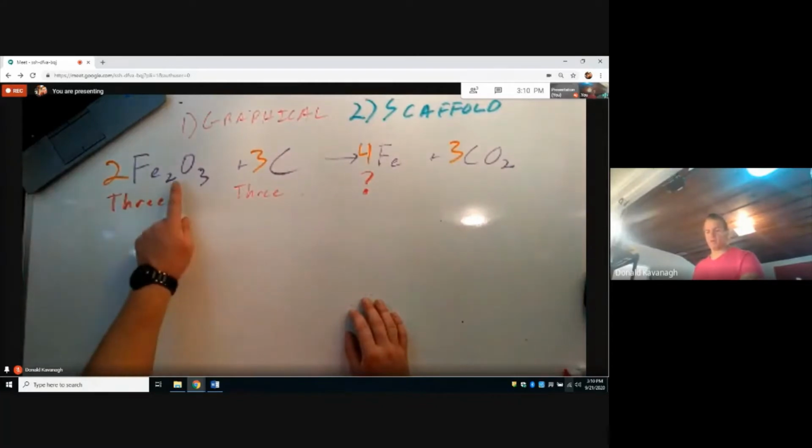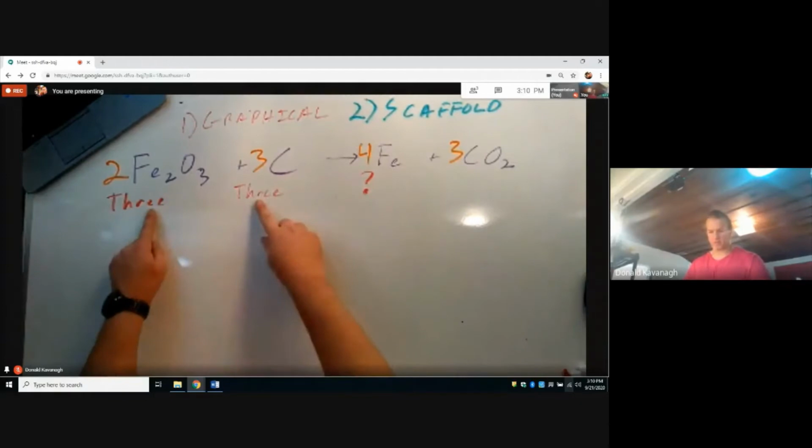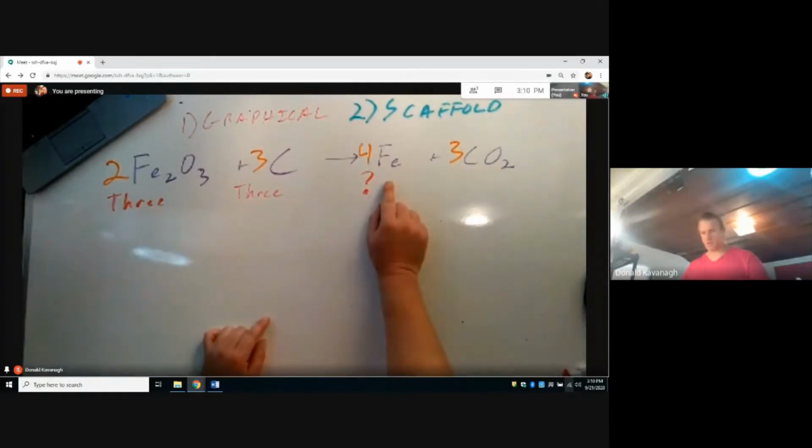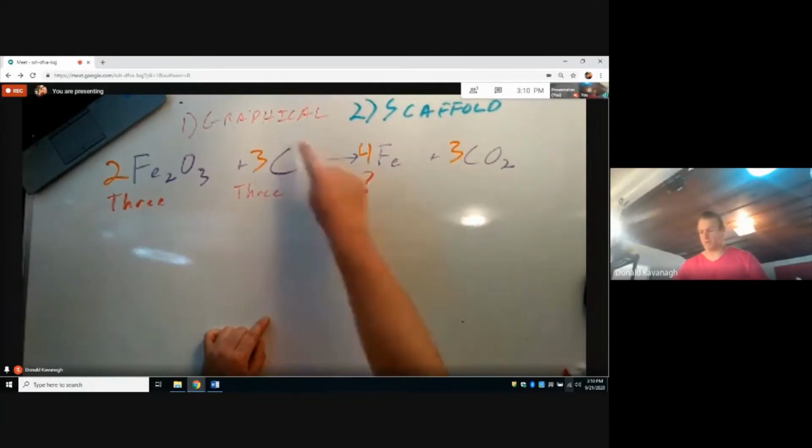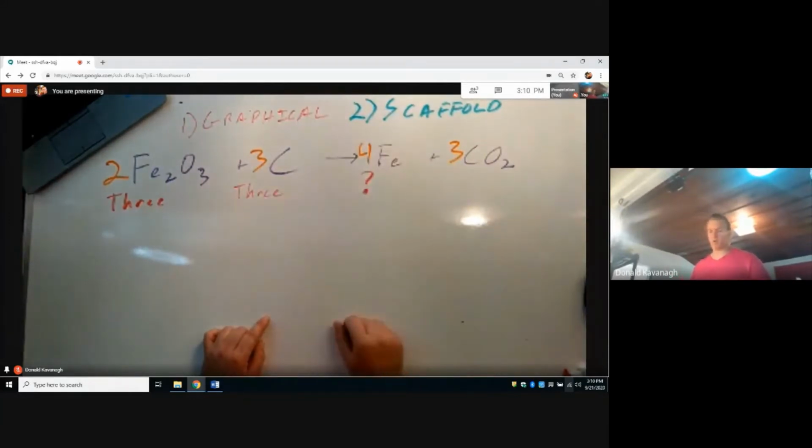If you have 3 equivalents of this and 3 equivalents of this, what is the maximum amount of iron you could sell? We're going to do this in 2 methods, and in both methods, we're always going to pick the lowest answer.